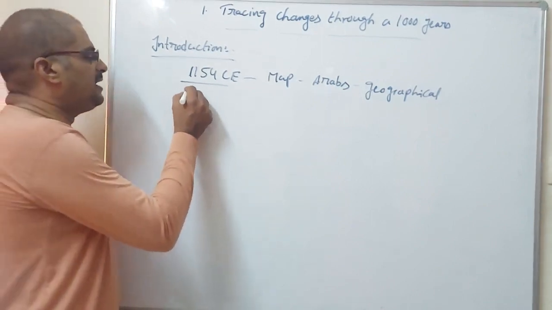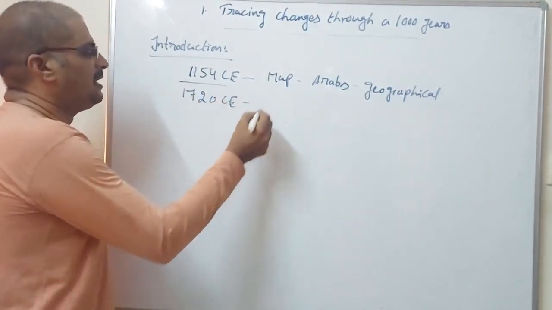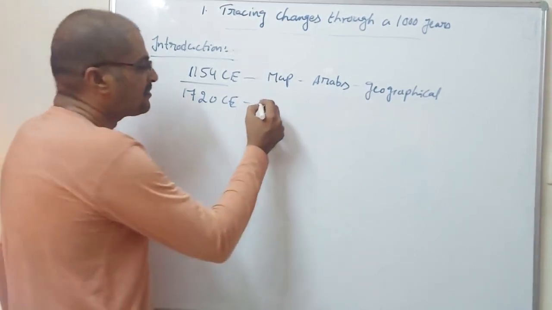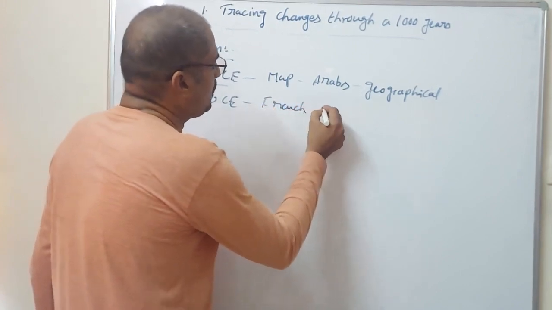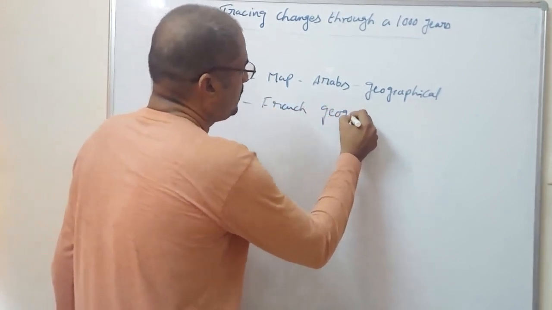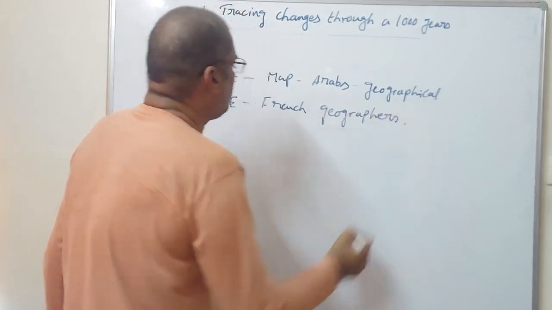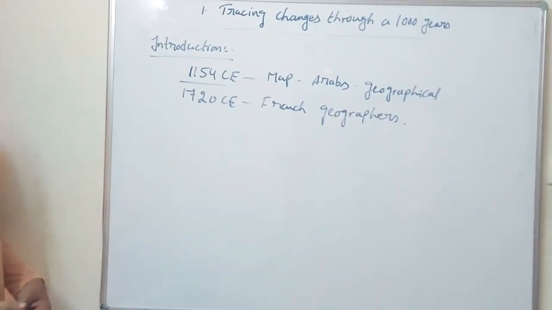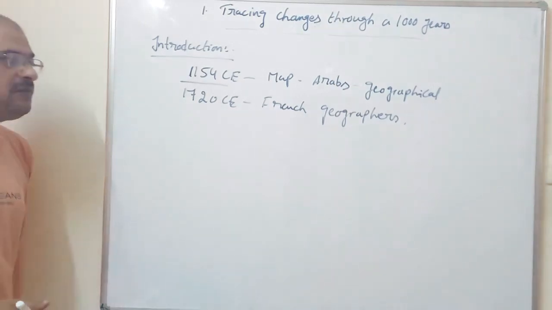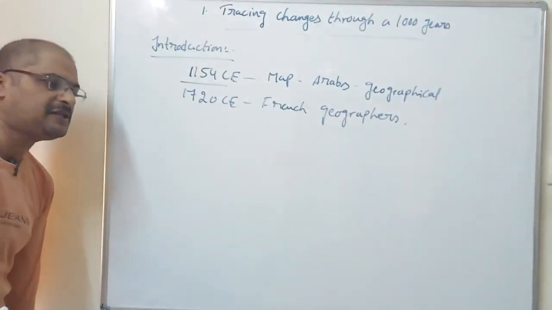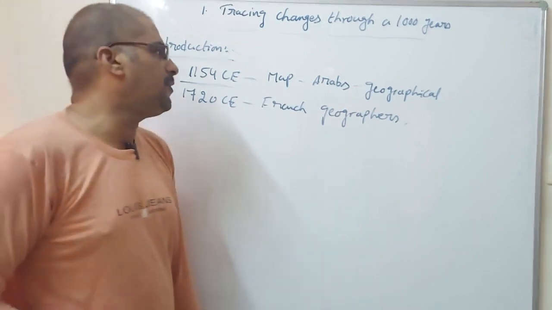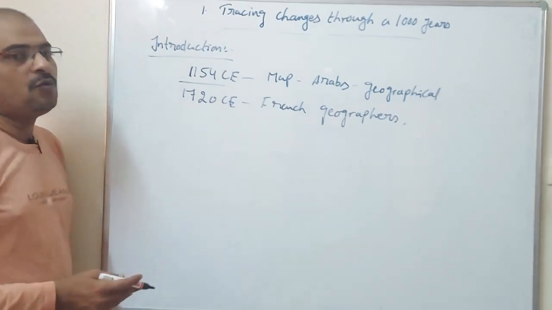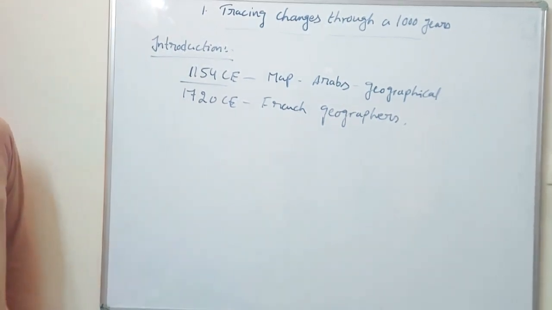In the year 1720 CE, one more map was made by the French geographers. They made one more map in the year 1720 CE. So what we have to see in the starting page, in these two maps of 1154 CE and 1720, is the difference between them.